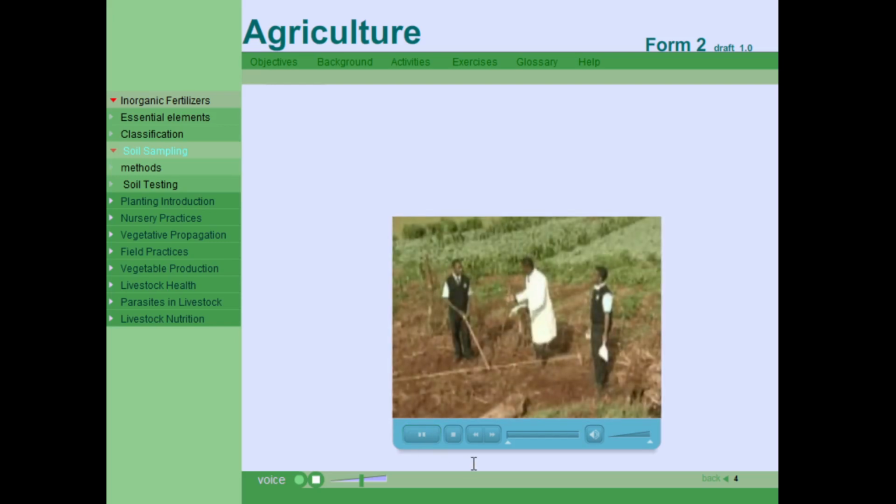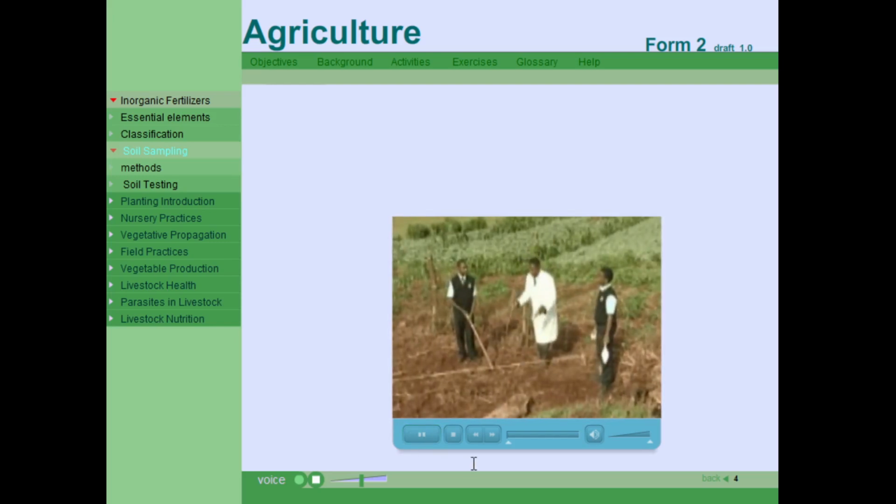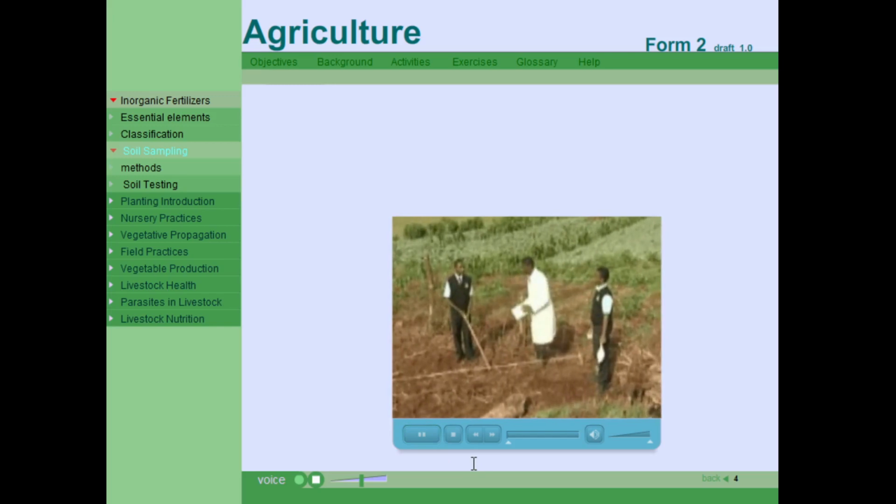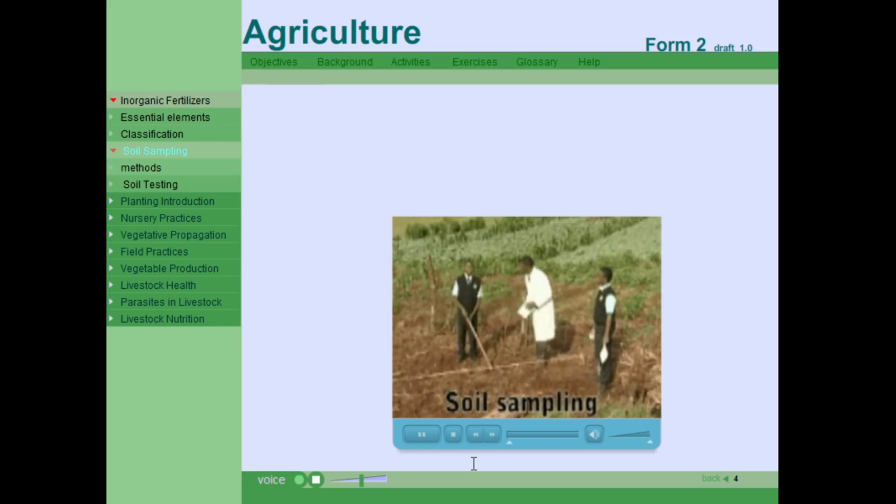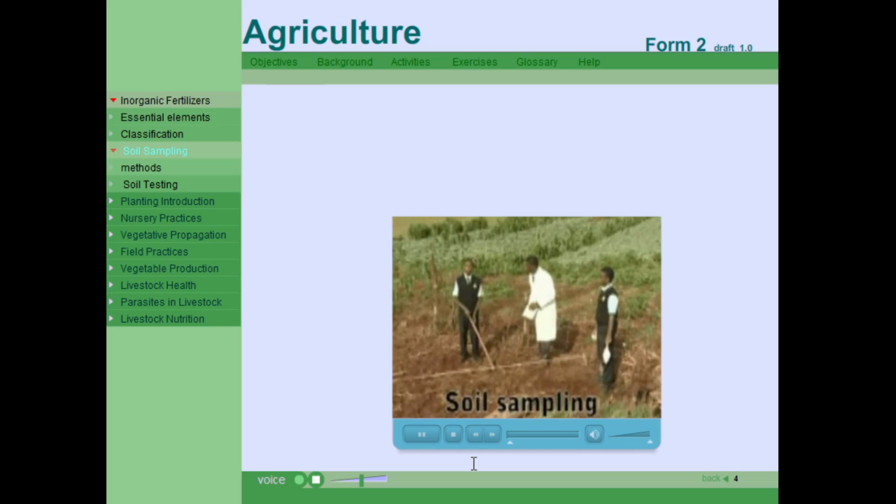In today's session, we shall be doing a practical on soil sampling. What do you understand by the term soil sampling? Yes? Soil sampling is the process of taking a small portion of soil from the field to be a representative of the whole field in the laboratory for testing.